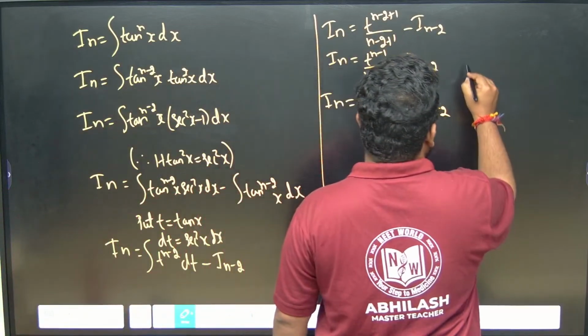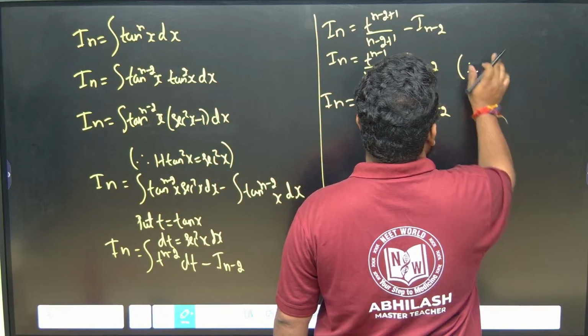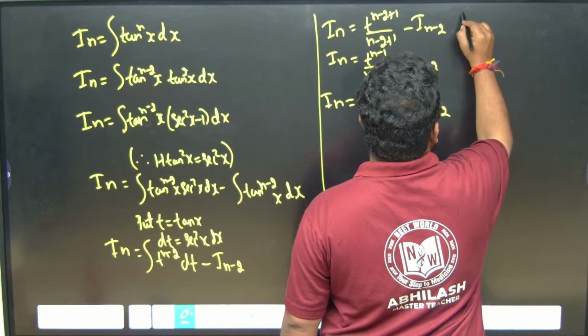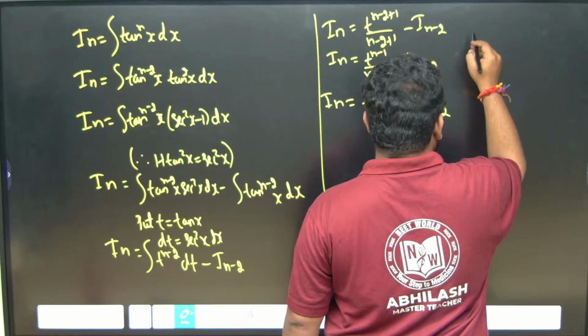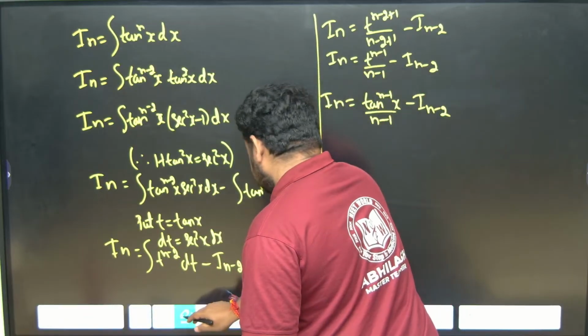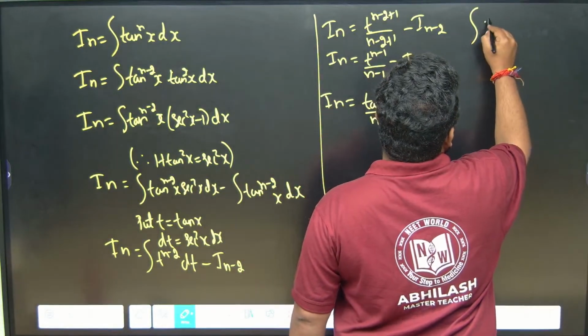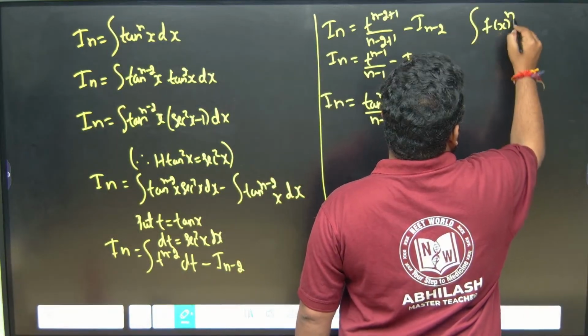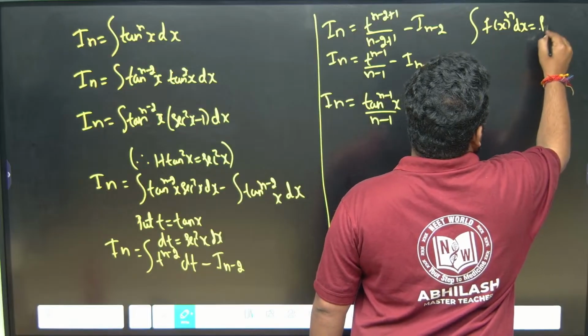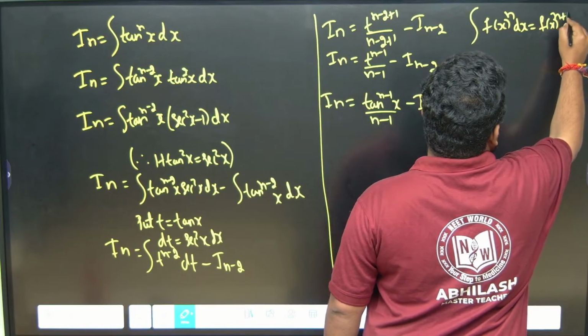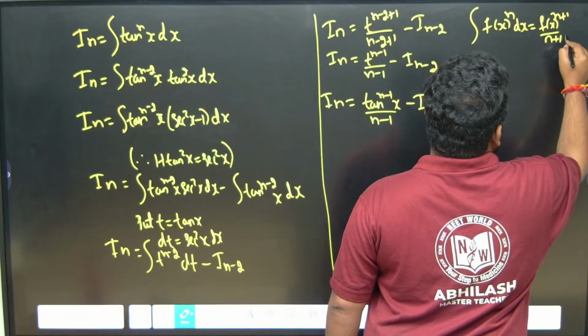Therefore, I have to write the reason. What is the formula that I am using? The integral of f(x) to the power of n dx is equal to f(x) to the power of n plus 1 by n plus 1, plus c.